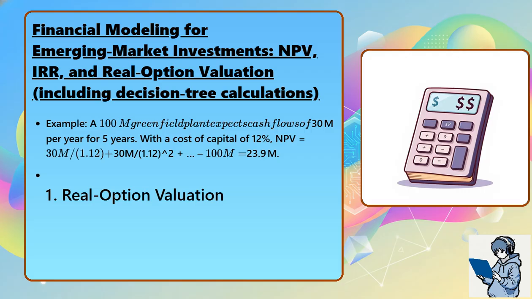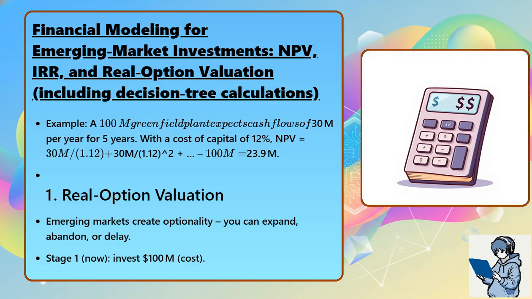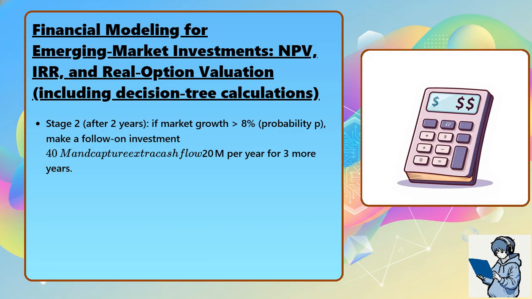2. Real option valuation. Emerging markets create optionality. You can expand, abandon, or delay. Stage 1 now: invest $100 million as cost. Stage 2 after 2 years: if market growth is greater than 8%, with probability P, make a follow-on investment of $40 million and capture extra cash flow of $20 million per year for 3 more years.